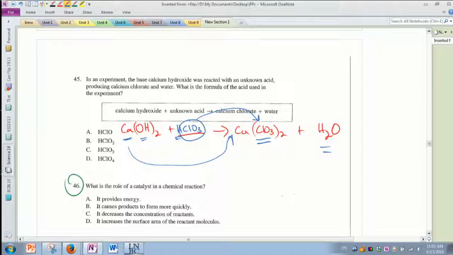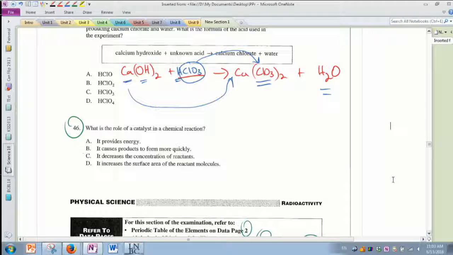Just kind of working backwards, I suppose, was the easiest thing there. So remembering a neutralization, you get the H and the OH together to give you water. You get the ClO3 and the Ca combining to give you your Ca(ClO3)2, your salt. Yeah, so balancing wouldn't really get you very far, but remembering what a neutralization reaction looks like is the important thing here, and they kind of make you work a bit backwards, so definitely a tricky question for sure.